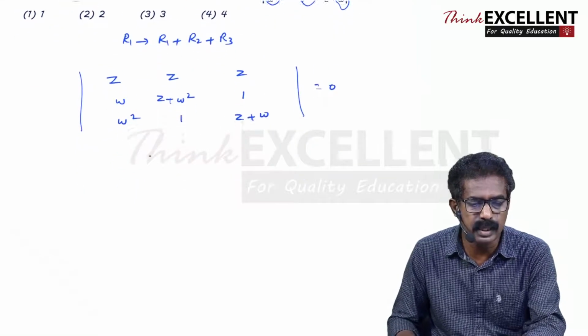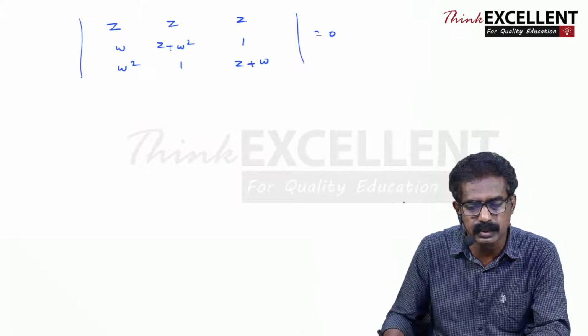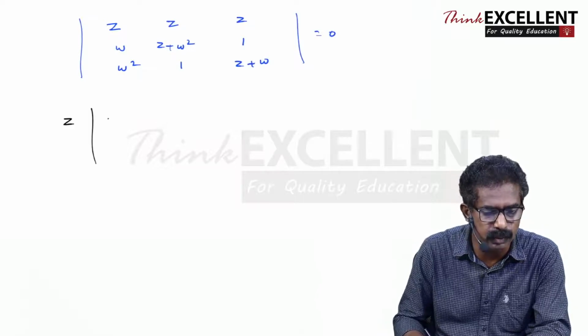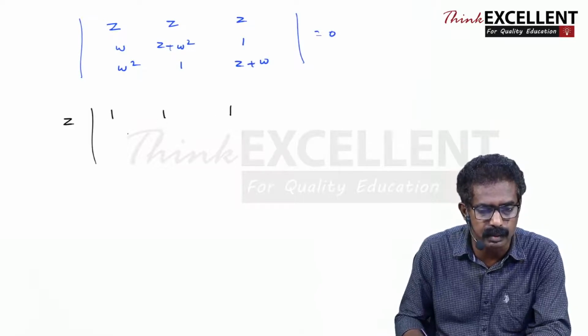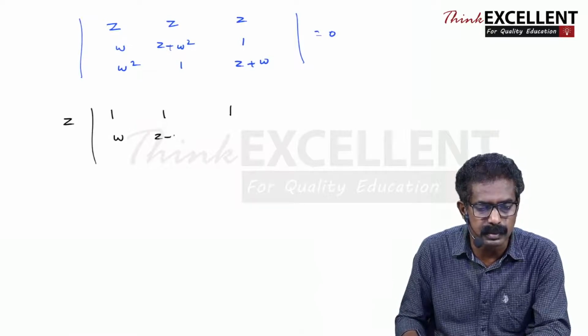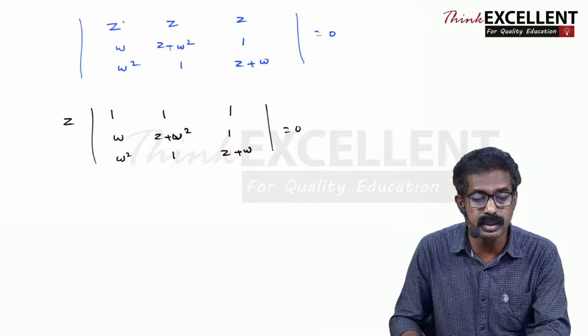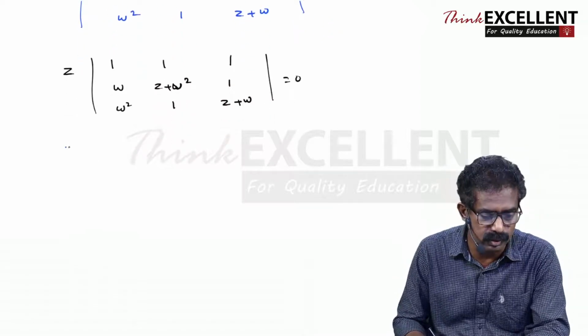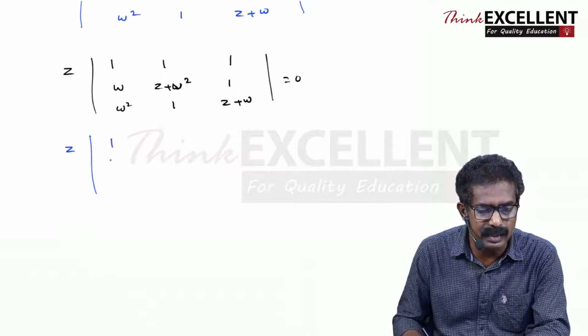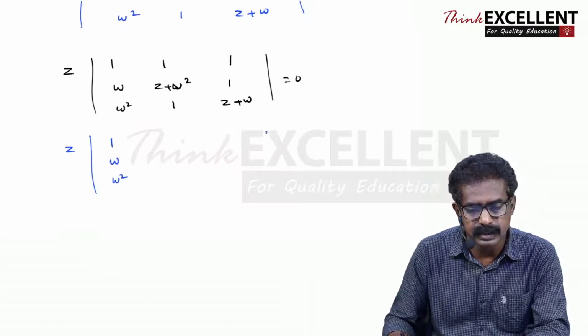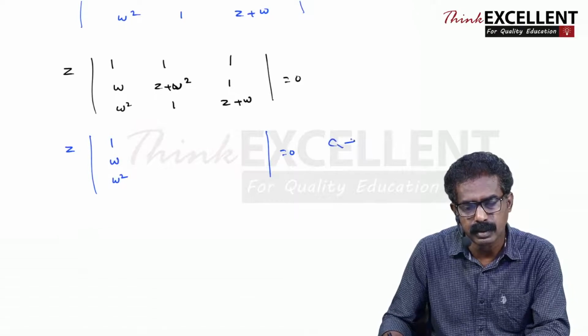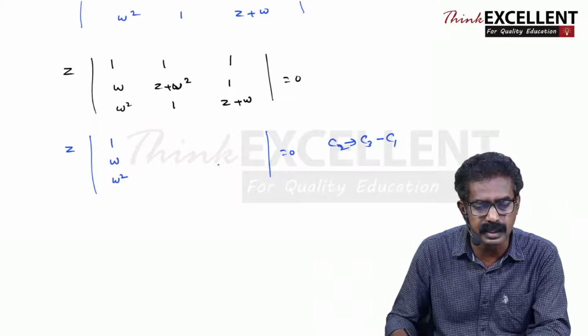Now in the first row you can take Z common. So take Z outside, and you will get 1, 1, 1. The remaining rows are omega, Z plus omega square, 1; omega square, 1, Z plus omega, equal to 0. Whenever you see three ones like this, you make two of them zeros. So Z into the first column you write as it is. The second column is second column minus first column.